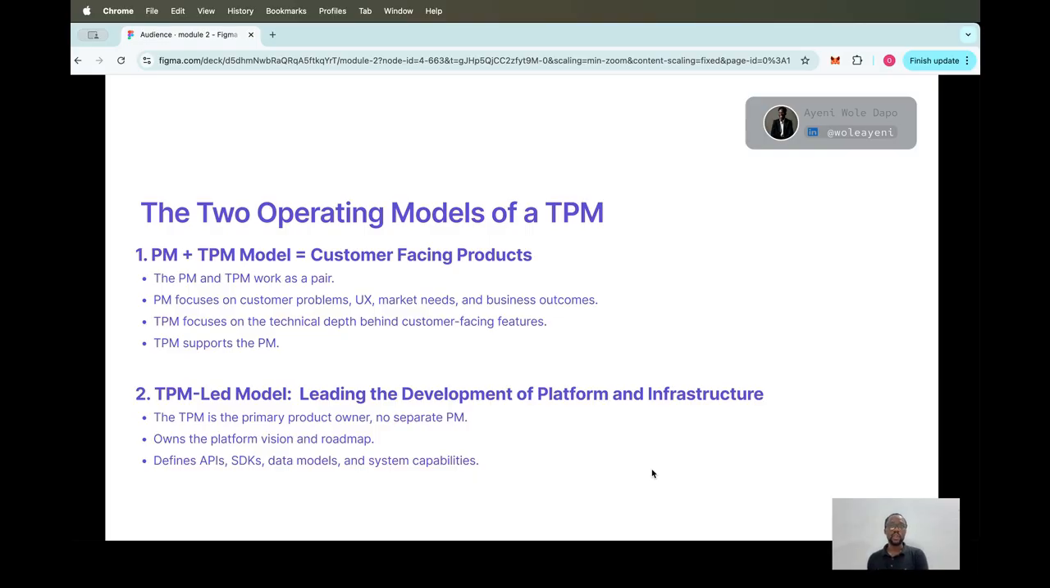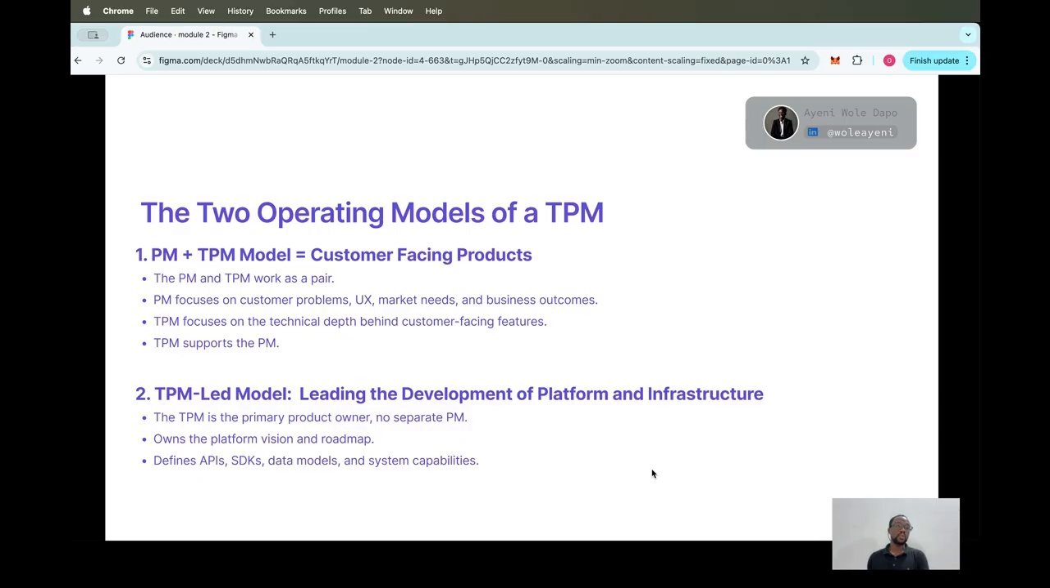There's a model where product managers and the TPM work together to build a customer-facing product. In this scenario, we see the product manager focusing majorly on customer problem, UX, market need, and business outcome. And you also see the technical PM providing technical depth behind those features. The TPM role here is to provide support to the product manager.